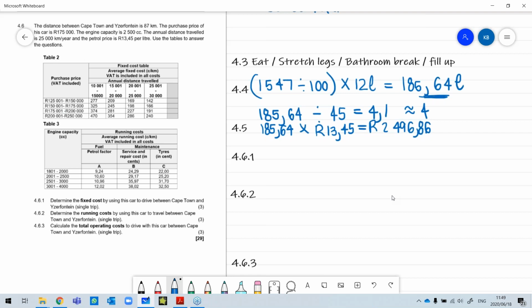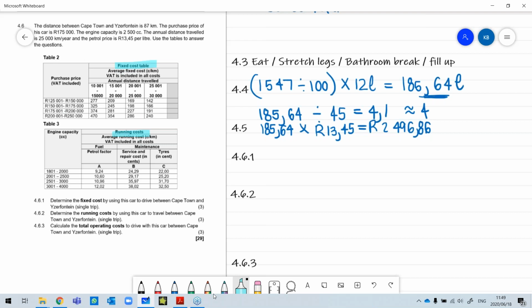The distance between Cape Town and Eiserfontein is 87 kilometers. The purchase price of his car is 175,000 Rand. The engine capacity is 2,500 cc's. The annual distance traveled is 25,000 kilometers per year. And the petrol price is 13 Rand 45 cents per litre. Use the tables to answer the questions. So the first table gives you your fixed costs and the second one your running costs.